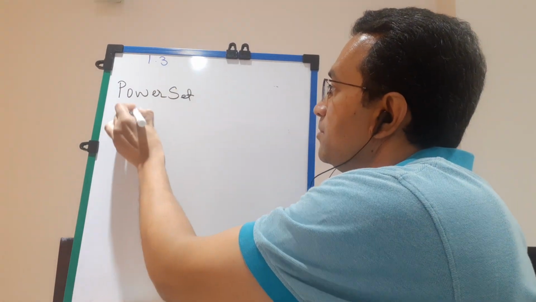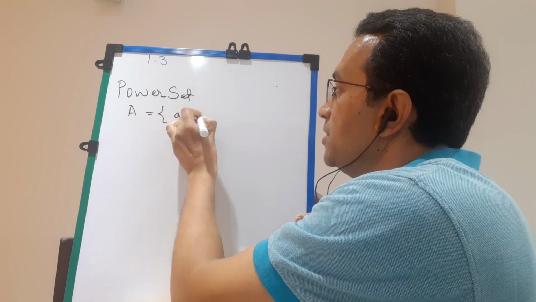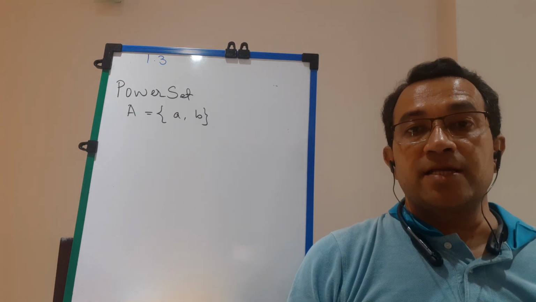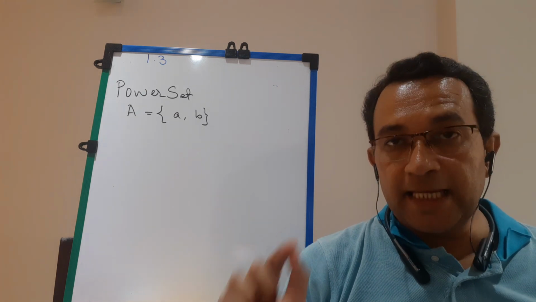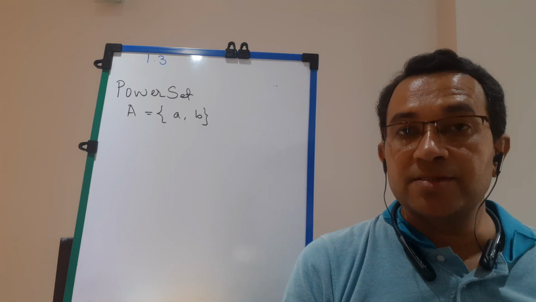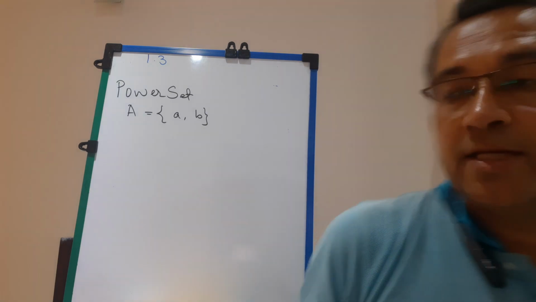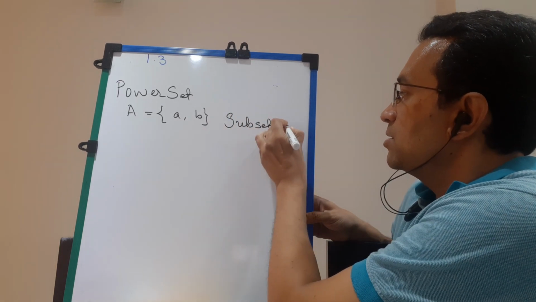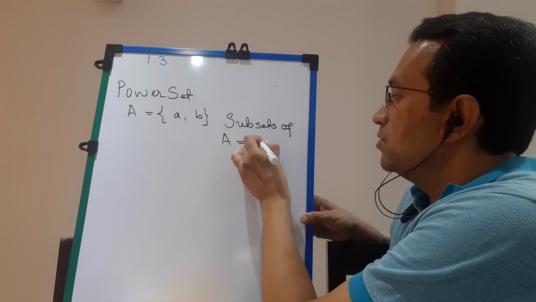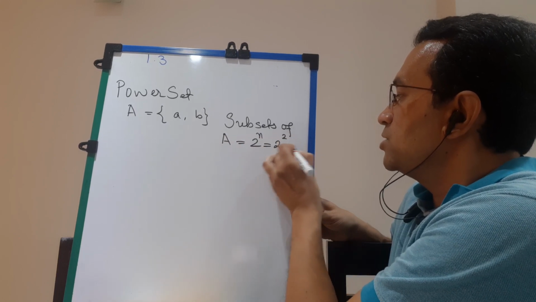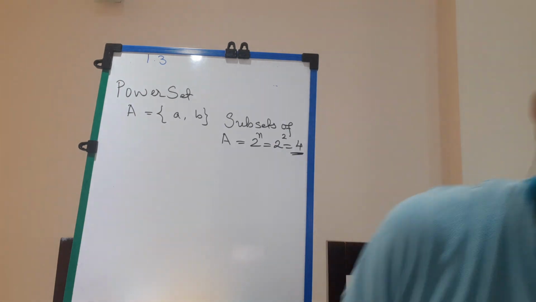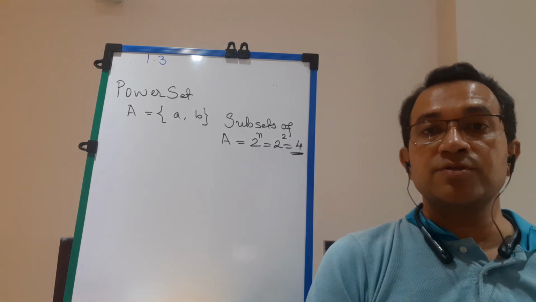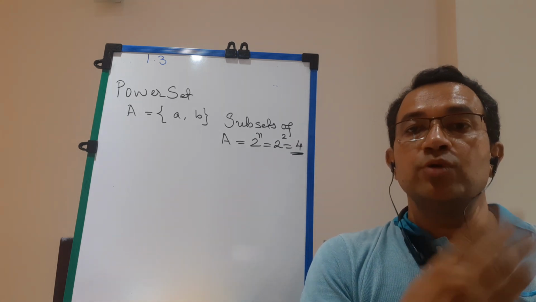Say we have any non-empty set A = {a, b}. Now I already explained in the last lecture that if a non-empty set A has n elements, the number of subsets is 2 raised to n. So the number of subsets of A is 2 raised to n, which is 2 raised to 2, and that is 4. So if a non-empty set A has n elements, students, the number of subsets of A is 2 raised to n.